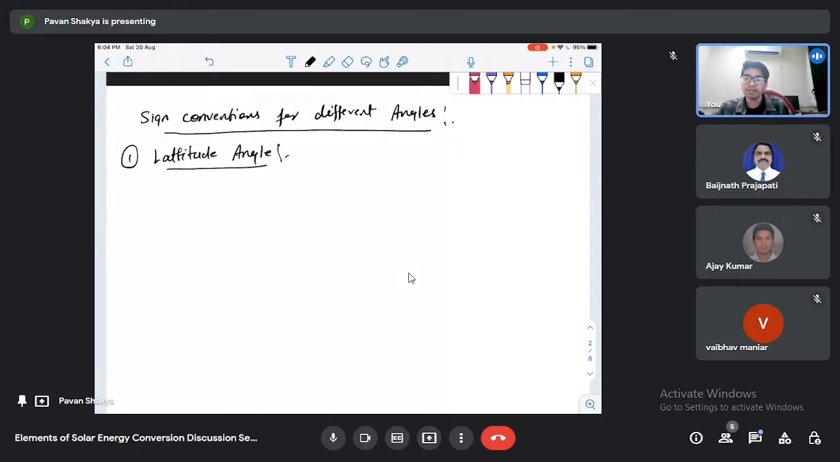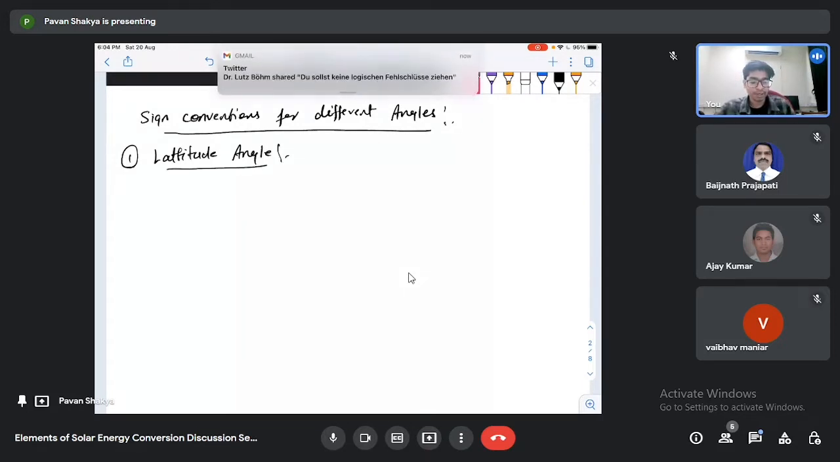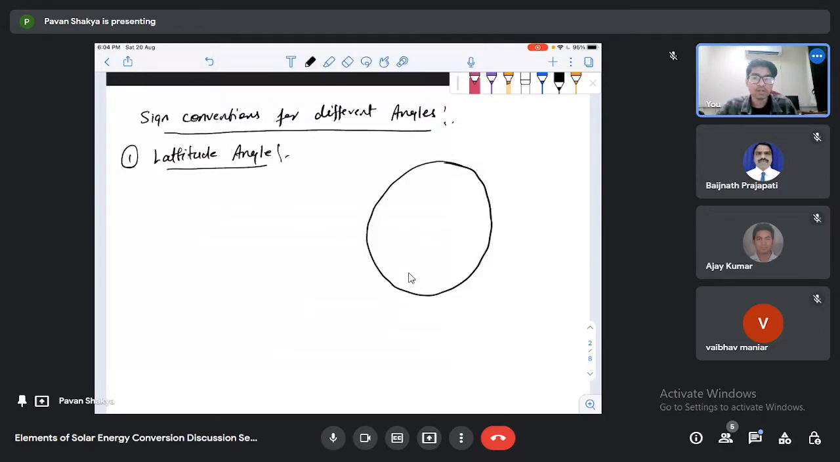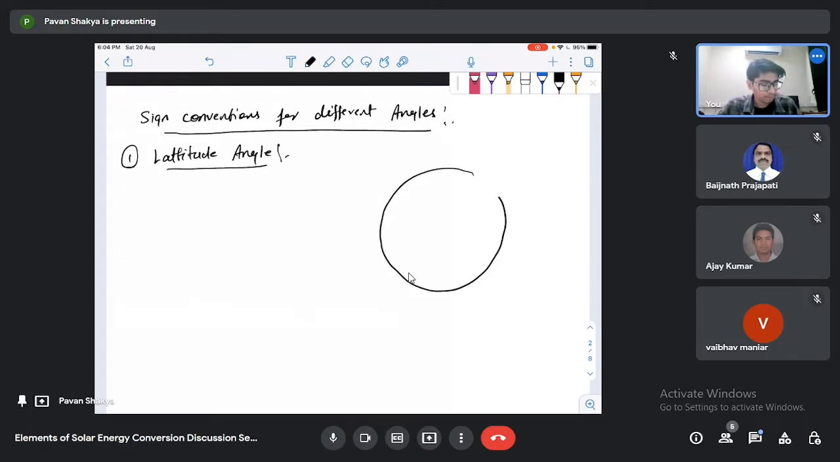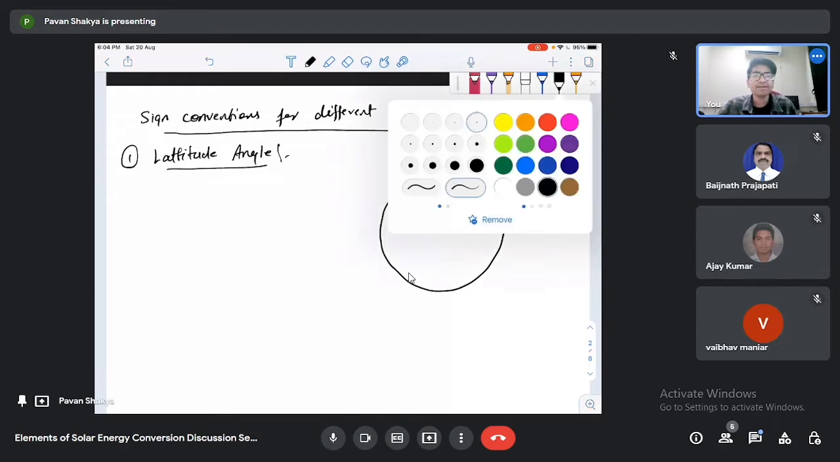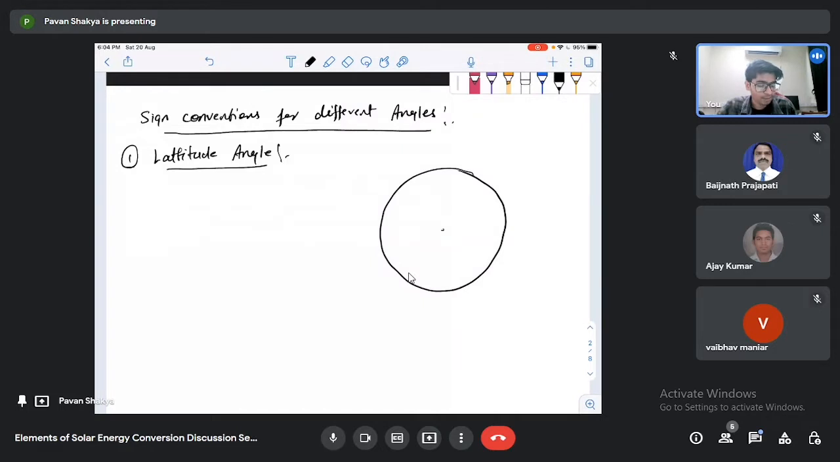I expect that you have already known about this latitude angle, but still I will draw and will try to explain what this means. Okay. So suppose this is the center of the Earth, that is C, and take any point or location on the surface of this globe. Suppose this is the position. Also, this is our equatorial plane.